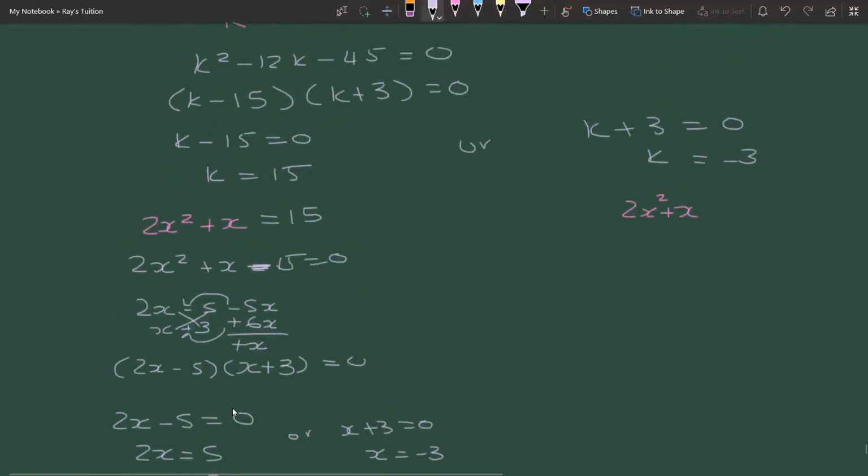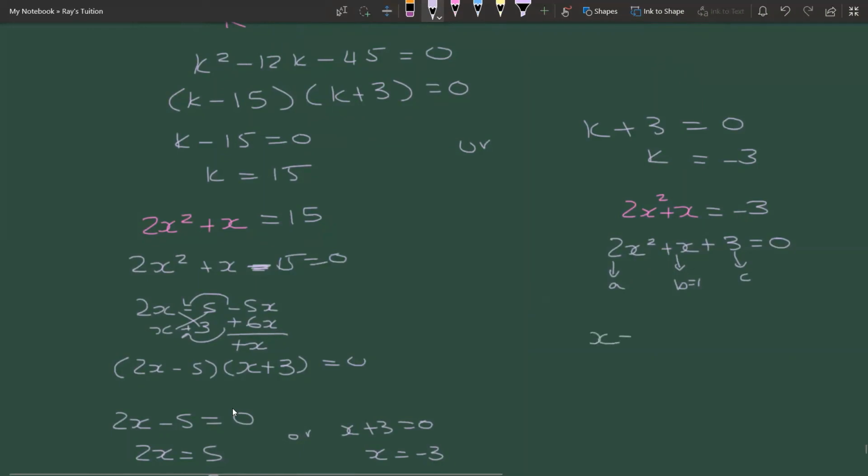Let us look at this one here. We have 2x² + x = −3. So we're going to take everything over to one side, and then we're going to try and solve for x. I'm going to use the quadratic formula in this case, although you can use whichever method you are most comfortable with. So again, our a value is the coefficient of x², our b value is the coefficient of x, and our c value is the constant term.